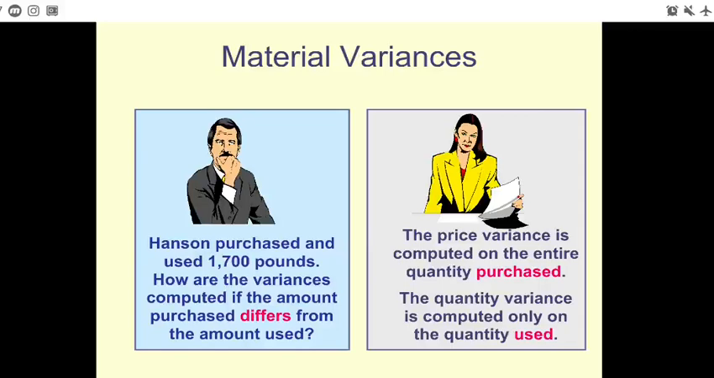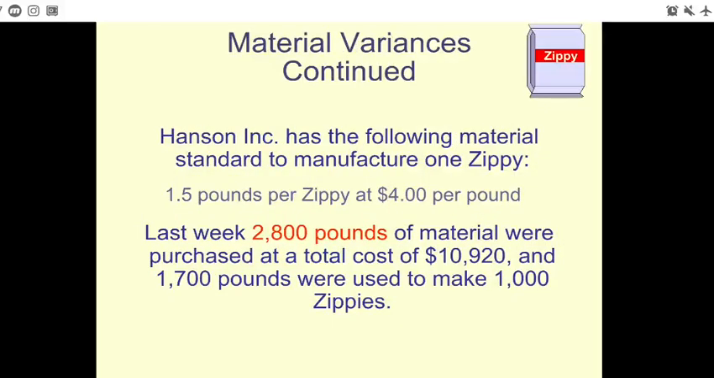Okay, there is an example. Be very careful about this. Hansen Incorporated has the following material standard to manufacture 1 ZP: 1.5 pounds of material per ZP at $4 per pound. These are the standard data.